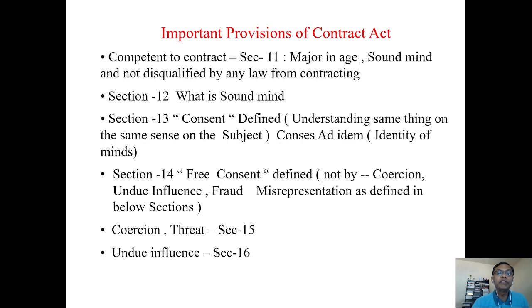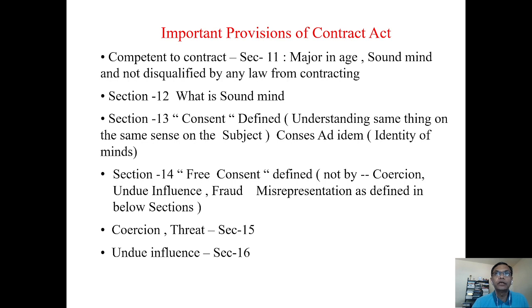Section 15 defines coercion and threat. As per the Indian Penal Code, it is a type of criminal offense. Threat means you can coerce, or you can also threaten the persons with dire consequences. You can threaten with a pistol, so many things. So if you put a pistol and threaten a person for signing an agreement for any transaction, it is void. Undue influence.